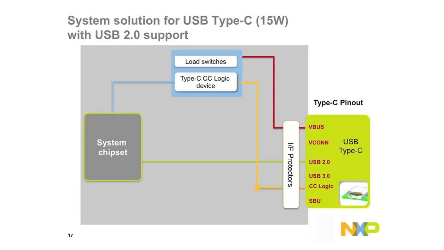Because remember the pinout, the D plus D minus lanes were right in the middle. So even when you swap the plug, your lanes are not going to get swapped. So USB 2 could be connected straight through into your chipset. So it is the simplest implementation you can get with USB Type-C, right?